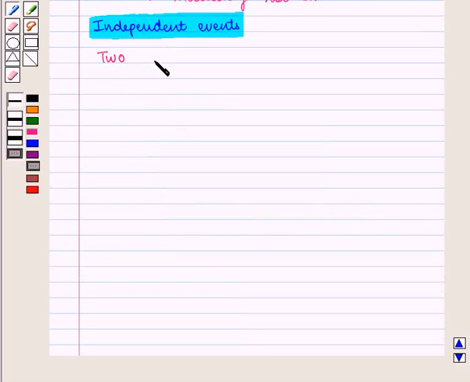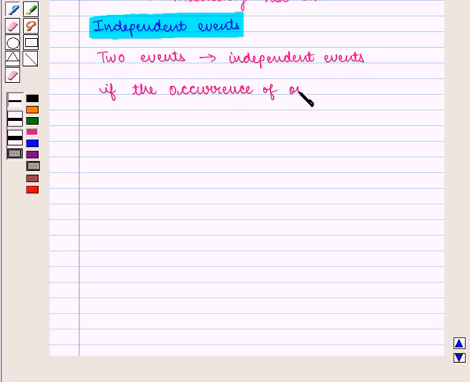Two events are independent events if the occurrence of one event does not affect the likelihood that the other event will occur.